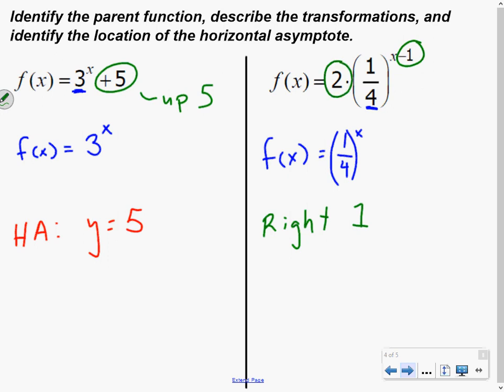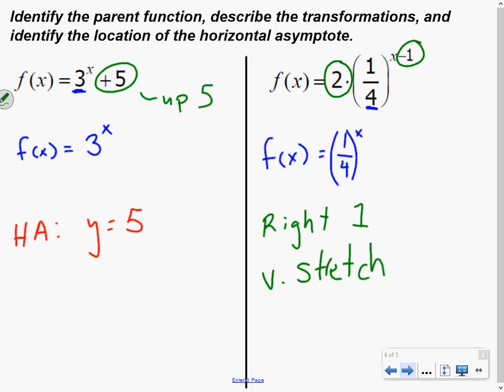And then we have a number in front. This number is different from our base. That is the a value, so that controls stretches, compressions, reflections. It's positive, so it's not a reflection, but since it's greater than 1, that is going to make our graph vertically stretch.